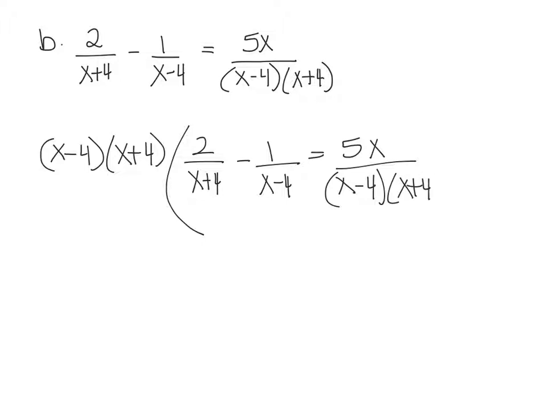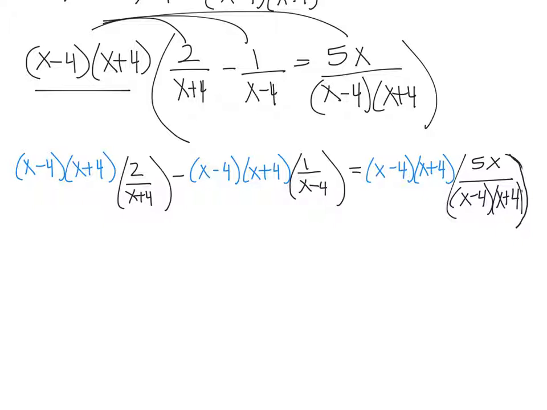To do that, I need to distribute both of these factors to each term within parentheses. If we look at our first term, we can see that there's an x plus 4 in the denominator and an x plus 4 in the numerator, so those can cancel. And we're left with a 2 times the x minus 4.